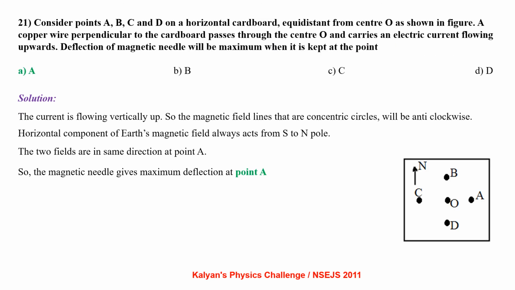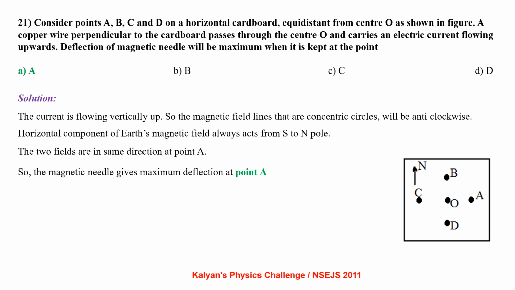Consider points A, B, C and D on a horizontal cardboard equidistant from center O as shown in figure. A copper wire is perpendicular to the cardboard, passes through the center O and carries an electric current flowing upward. Deflection of the magnetic needle will be maximum when it is kept at the point?